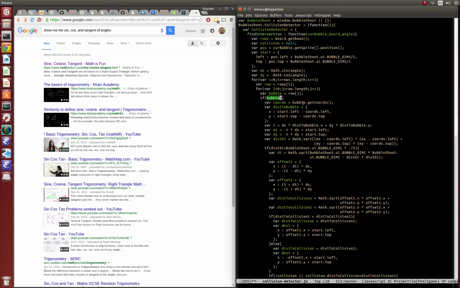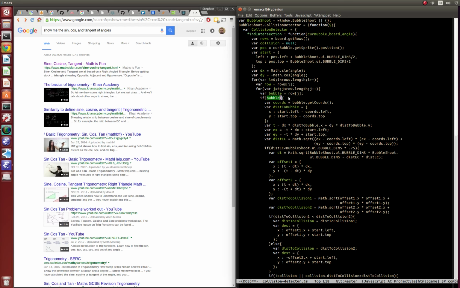Var coordinates is equal to bubble.getCoordinates. Is that the same as get position? Nope, that was position. What's the difference between the position and the coordinates? Oh dear. I don't know. It looks like they're both integers. I guess position is left and top, and coordinates is x and y. Nope. Coordinates is left and top as well. Hell, I don't know.